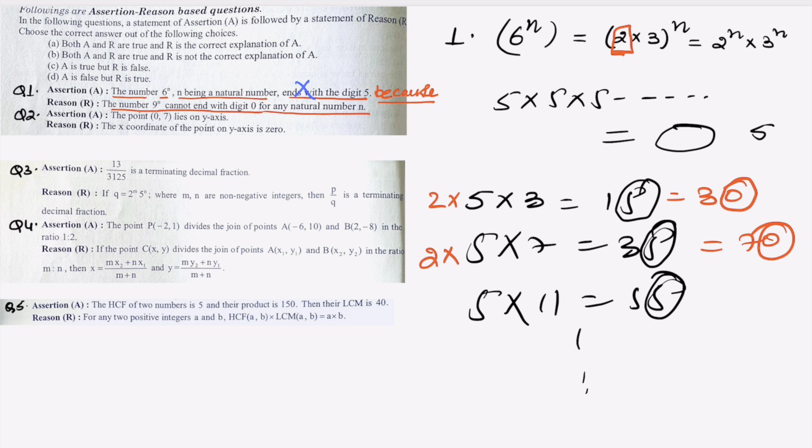Now the reason: the number 9 to the power n cannot end with the digit 0 for any natural number n. We know that 9 to the power n equals 3 square to the power n, that is equal to 3 to the power 2n. We know that for a number to end with 0, it should have at least one prime factor 2 and one 5. Then it will end with 0. But here we have neither 2 nor 5 in the prime factorization. So it will not end with 0. So the reason is correct. So option D is the correct answer: the assertion is false but the reason is true.